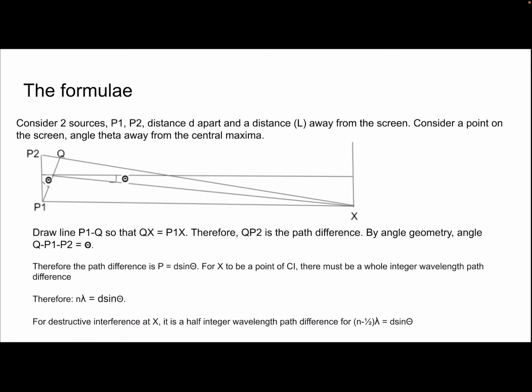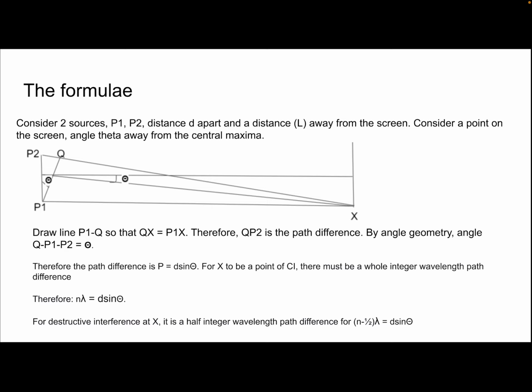If we want constructive interference to occur at point X, d sine theta must be equal to a whole number of wavelengths, which we can just say is n lambda, where n is an integer. So therefore, the formula n lambda equals d sine theta is created. If we want X to be a point of destructive interference, so for example this might be a dark fringe, we're definitely going to have to say that the path difference will be a half wavelength. So that would be n minus 1/2 lambda equals the path difference, which is d sine theta.